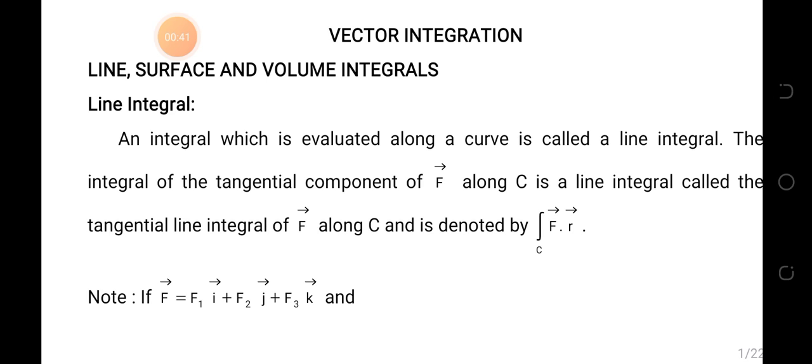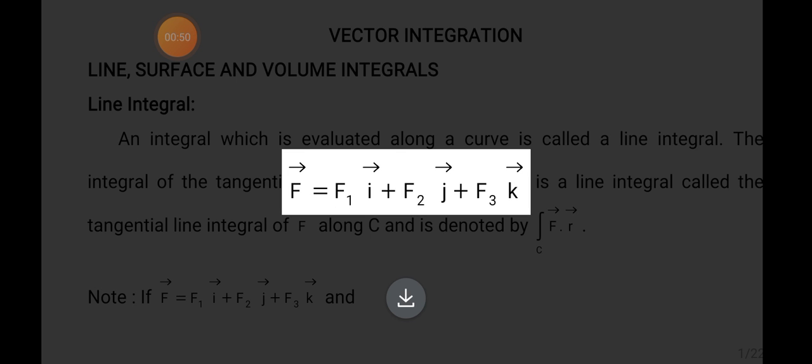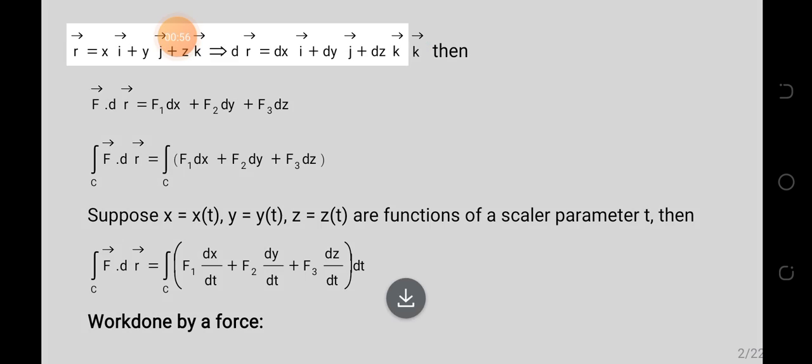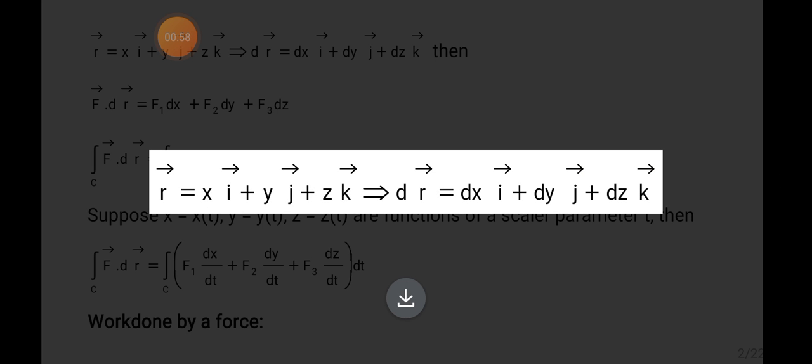Note that f vector is given here as f1 i vector plus f2 j vector plus f3 k vector. So this is the f vector value, and next we will see the r vector. r vector is equal to x i vector plus y j vector plus z k vector. When you differentiate this, you get dr vector equal to dx i vector plus dy j vector plus dz k vector.